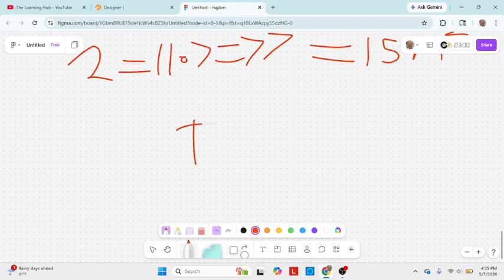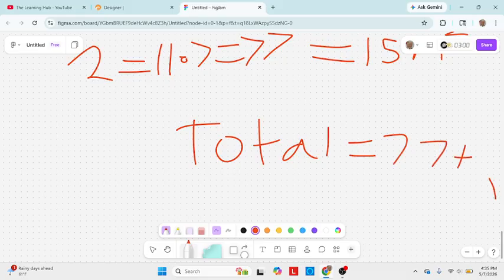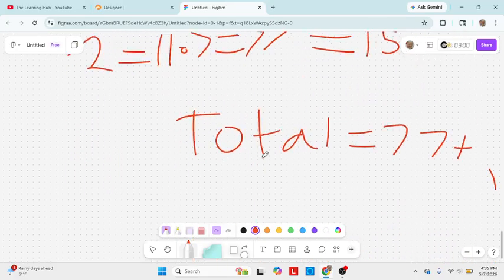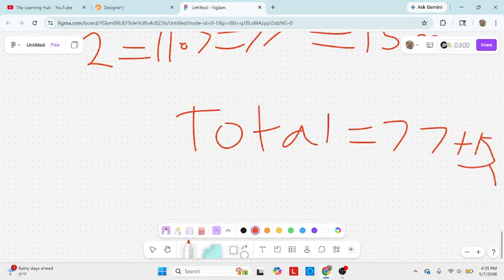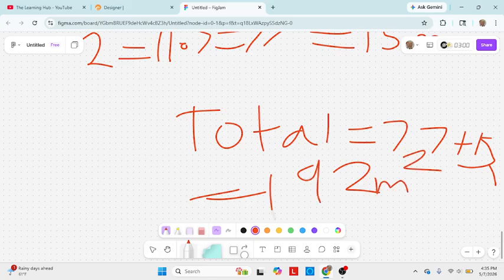And then the total is equal to 77 plus 15, which is equal to 92 meters squared.